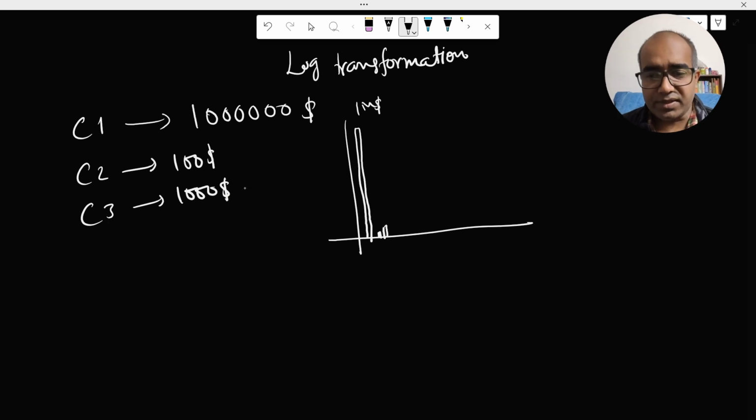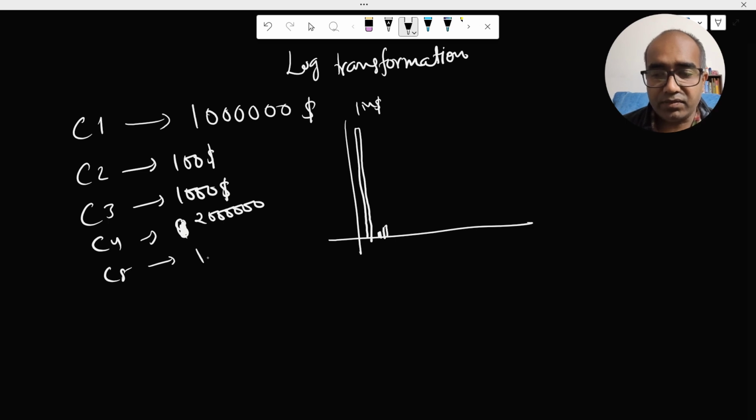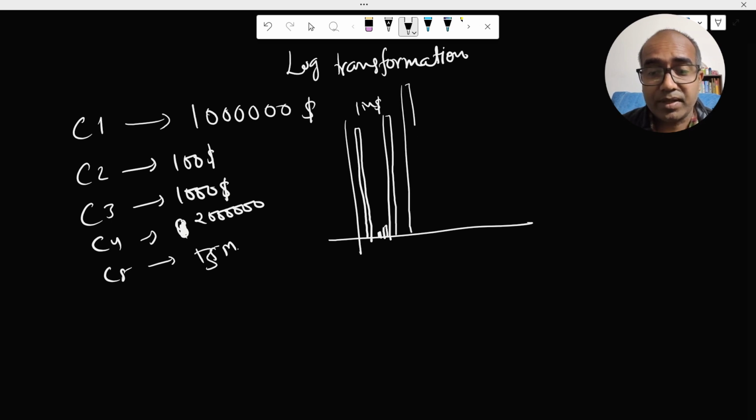Similarly, there could be other cities, C4 and C5. Suppose in C4 we have done somewhere around $2 million in sales, and in C5 we could have done $1.5 million, or you can say $3 million. You can take anything. The data related to cities C4 and C5 will create bigger bars here.